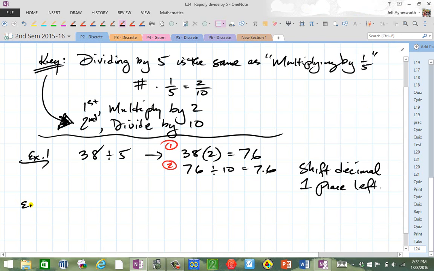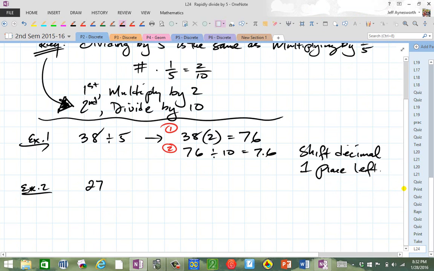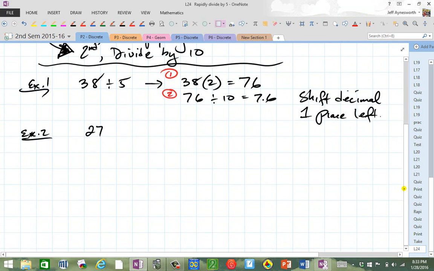All right, now a couple more times, right? Because one example is never enough, so let's take another problem. I don't know, take an odd problem now. Because they're not always even, right? Sometimes they're odd, so let's take 27 divided by 5.